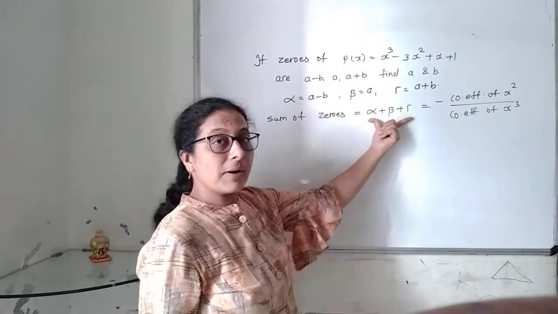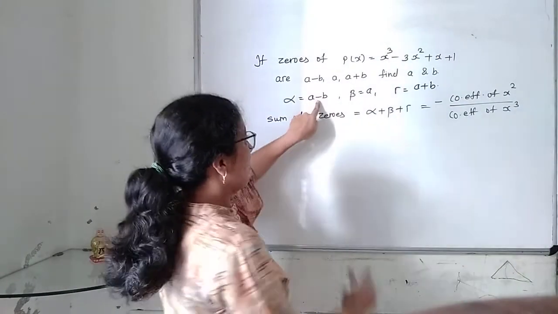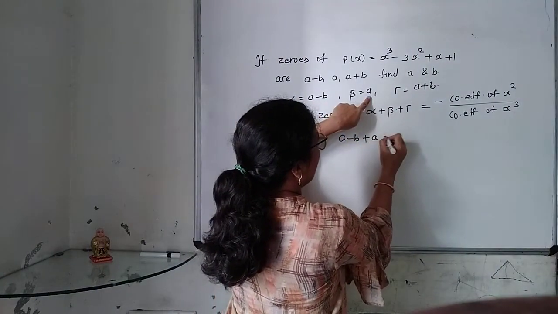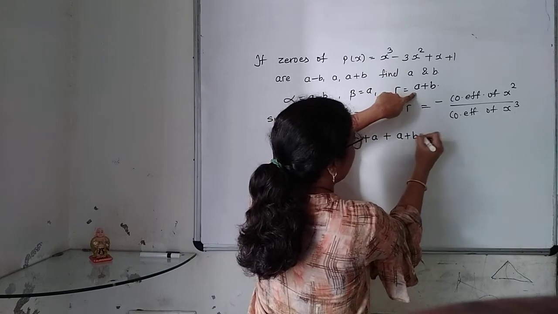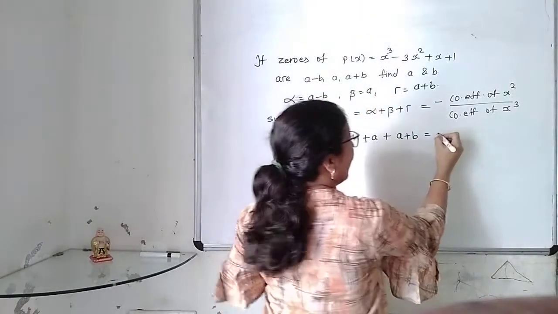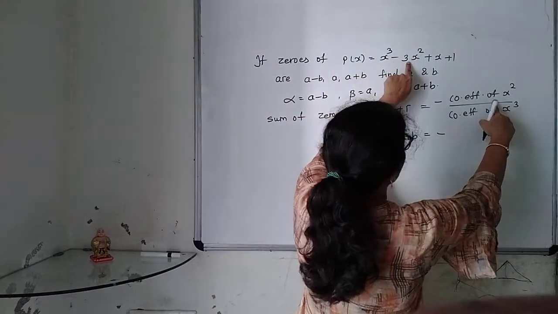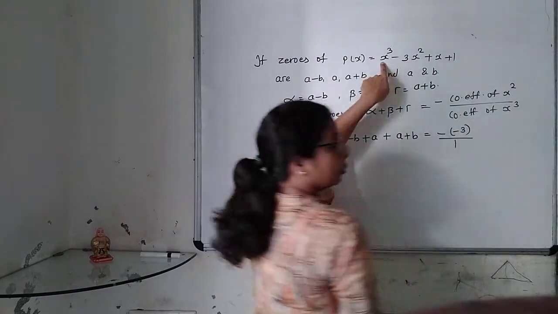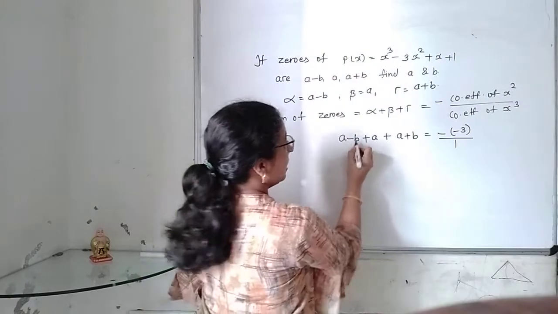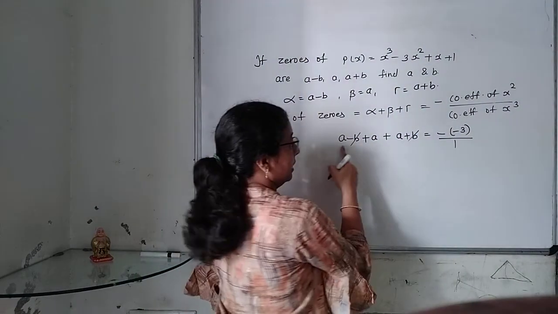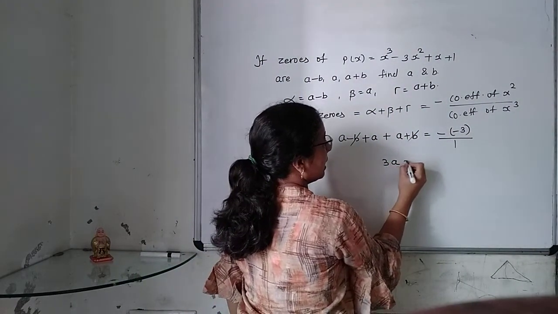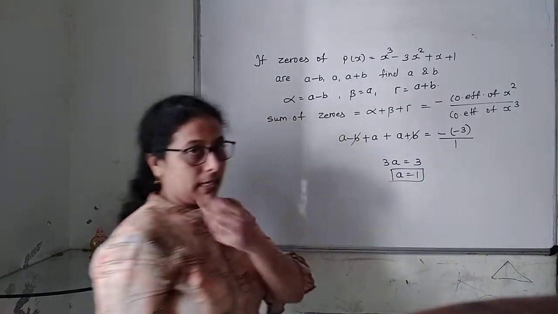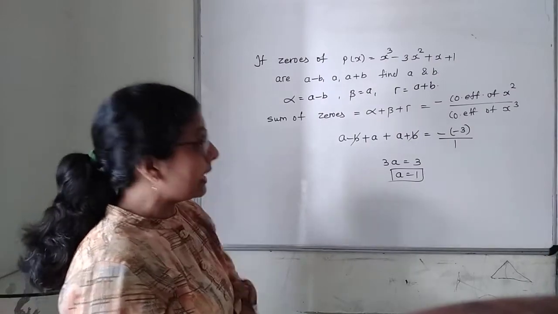Now here is alpha plus beta plus gamma. So alpha is a minus b, plus beta is a, plus gamma is a plus b, is equal to minus coefficient of x square, which is minus 3, upon coefficient of x cube, which is 1. Therefore here minus b plus b cancelled. A plus a plus a becomes 3a is equal to 3. You will get a is equal to 1. So a is equal to 1.